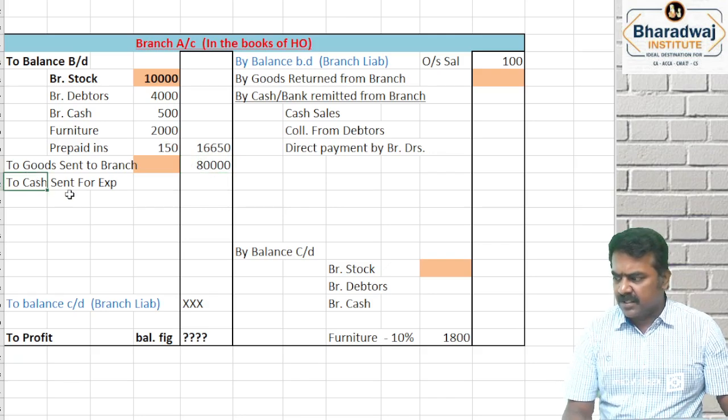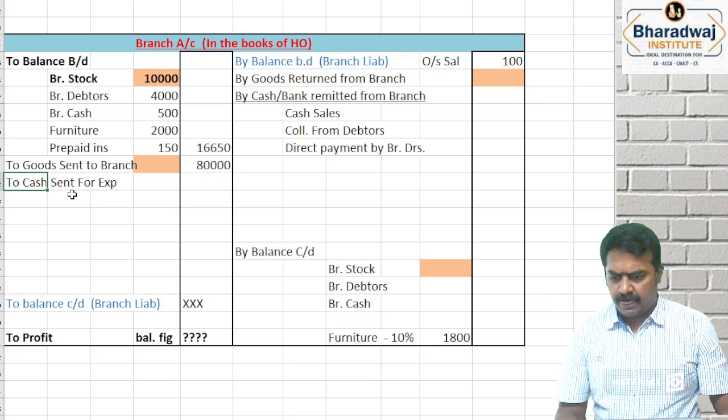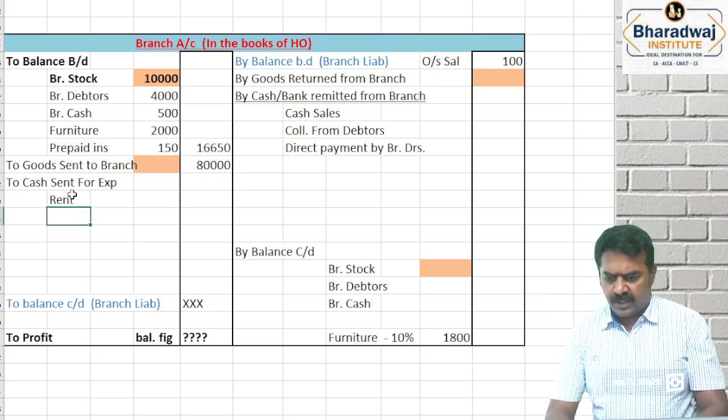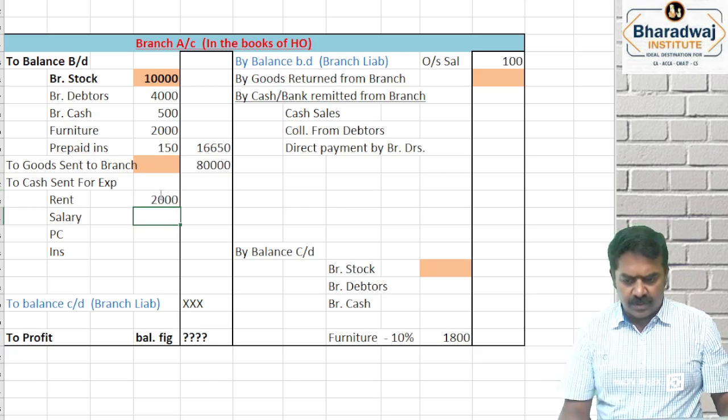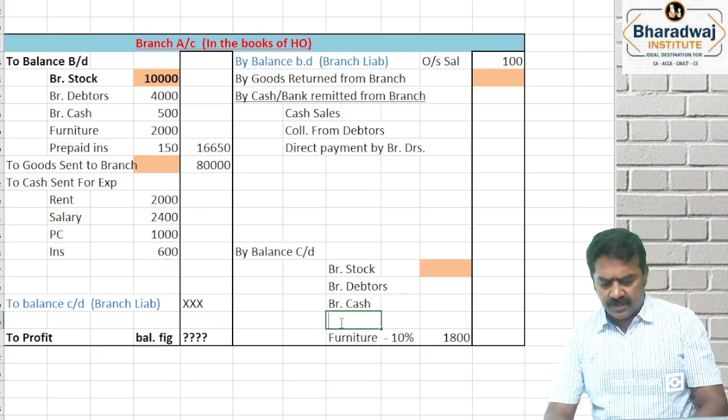What are the things which are sent for expenses? Rent, salary, petty cash, insurance. The prepaid insurance we'll adjust it later. 2,000, 2,400, 1,000 and what? 600. That prepaid insurance we'll record it as a closing balance.